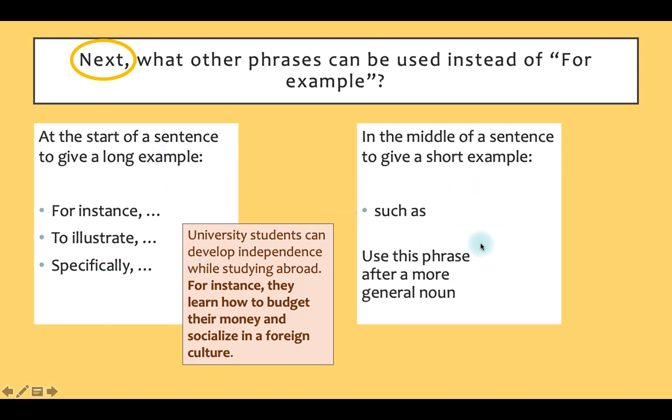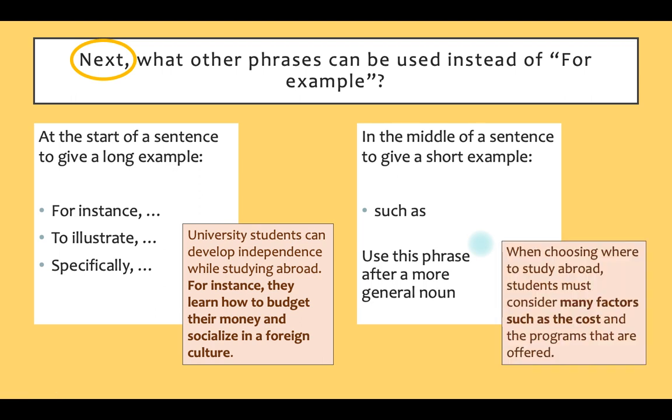We use this phrase after a more general noun. So, when choosing where to study abroad, most students must consider many factors, such as the cost and the programs that are offered. So we have many factors, that's our general noun, and then we say such as the cost and the programs. So we're giving a short little example in the middle of a sentence.